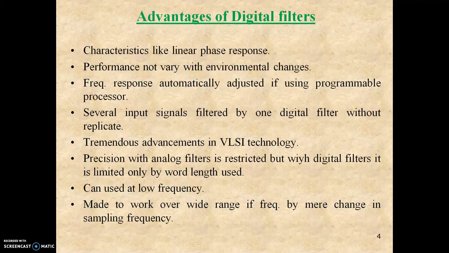In practice, the precision achievable with analog filters is restricted. For example, typically a maximum of only about 60 to 70 dB stop band attenuation is possible with active filters designed with off-the-shelf components. With digital filters, the precision is limited only by the word length used. Digital filters can be used at very low frequencies found in many biomedical applications, for example, where the use of analog filters is impractical. Also, digital filters can be made to work over a wide range of frequencies by a mere change to the sampling frequency.